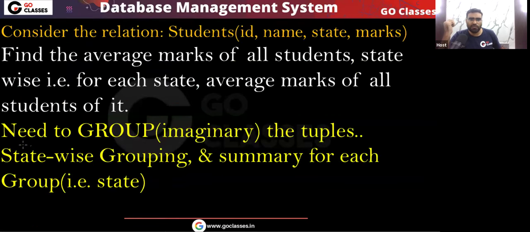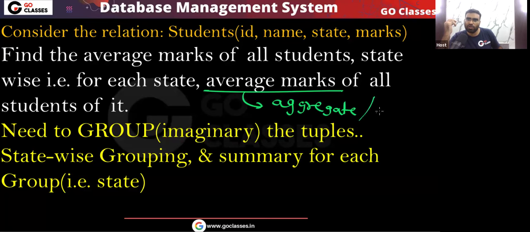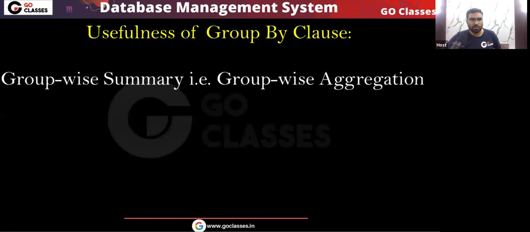Very simple point. We need to create groups. State wise we will do the grouping, and for each group we will find the summary. Means for each group we will find the average marks. Average marks means summary. This is aggregate. You can call it aggregate or you can call it summary. Now let's move on.